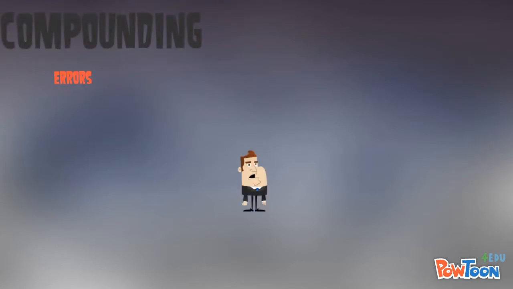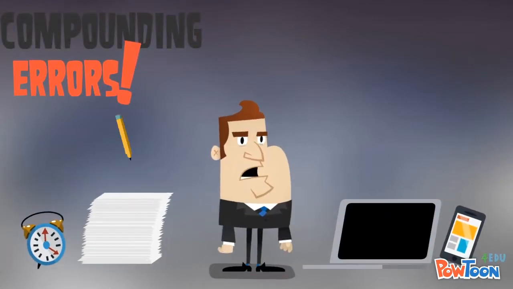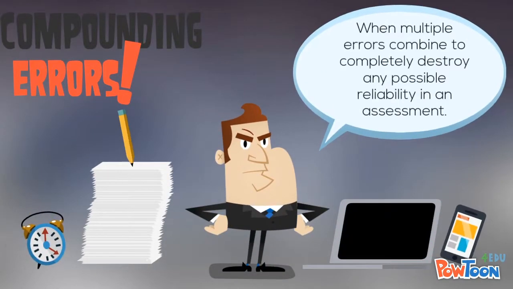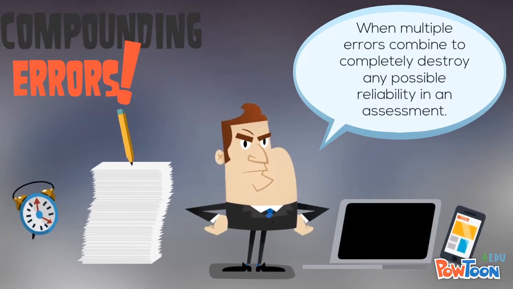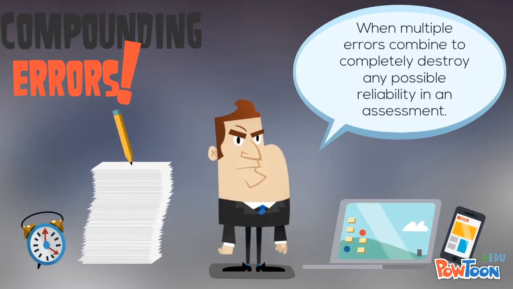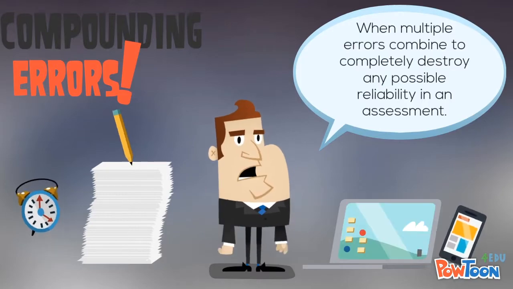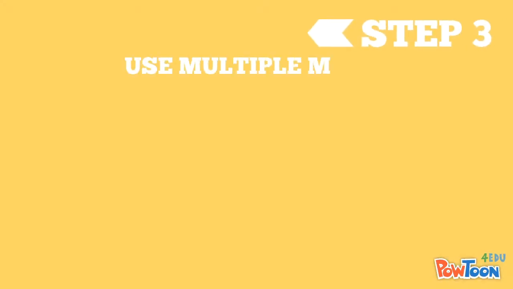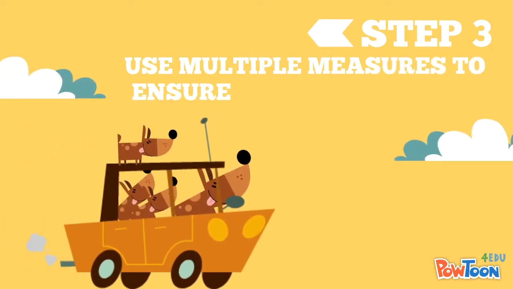When multiple errors combine to completely destroy any possible reliability in an assessment, we call that compounding errors. We work to eliminate the chance of these errors occurring by being aware of them and working to prevent them. You should use multiple measures whenever possible to ensure that your results are valid.